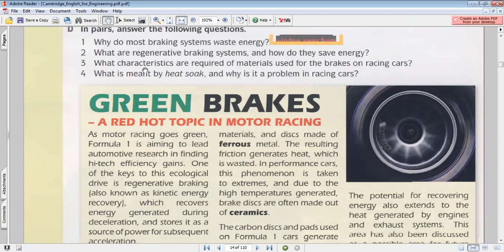Let's see question number four. What is meant by heat soak? S-O-A-K, soak. Do you know soak? Heat from the engine. Yes, heat soak. Soak means to absorb. So what's meant by heat soak?